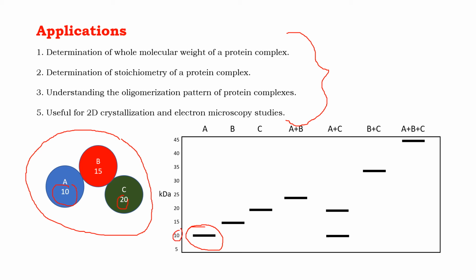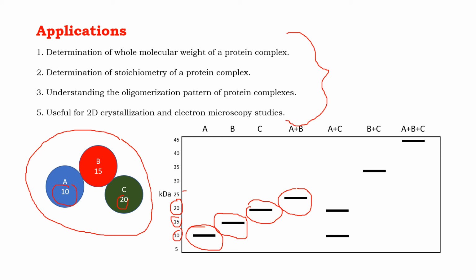Similar case will also be observed when the other two subunits B and C are expressed individually, and we will get bands at 15 kilodalton and 20 kilodalton respectively, because we are expressing each subunit individually and not in a combinatorial fashion. So each molecular weight will correspond to the molecular weight of the individual subunits themselves. But when A and B are co-expressed together, we will get a band at 25 kilodalton.